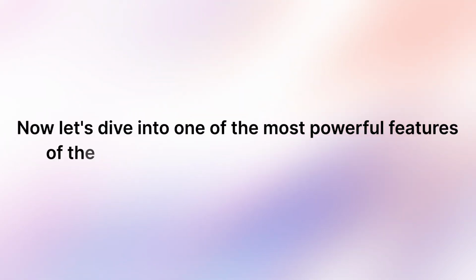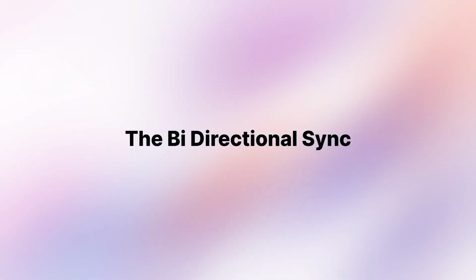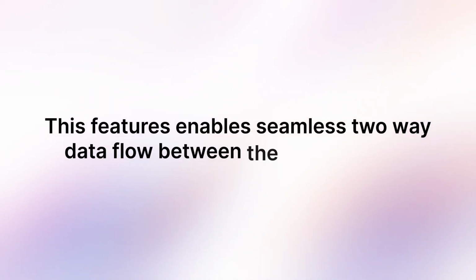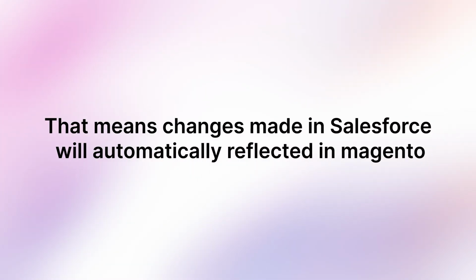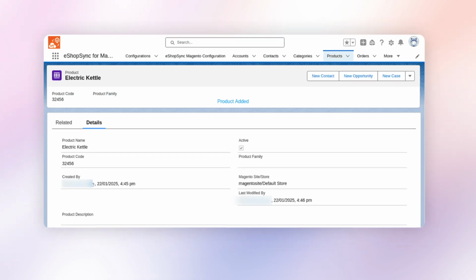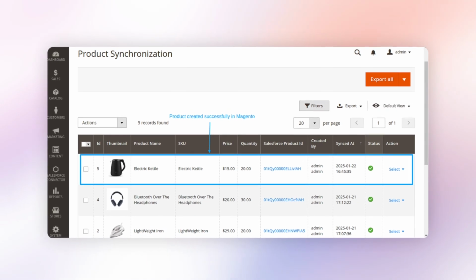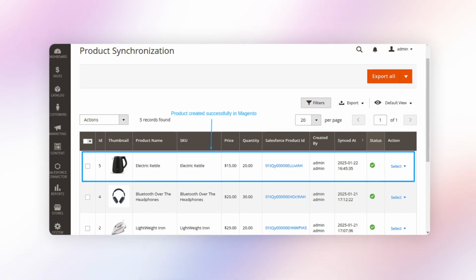Now let's dive into one of the most powerful features of the Magento 2 Salesforce Connector: the Bi-directional Sync. This feature enables seamless two-way data flow between the two platforms. That means changes made in Salesforce will automatically be reflected in Magento. For example, adding a new product in Salesforce. This new product information will be pushed back into Magento, ensuring your product records are always up to date on both platforms.